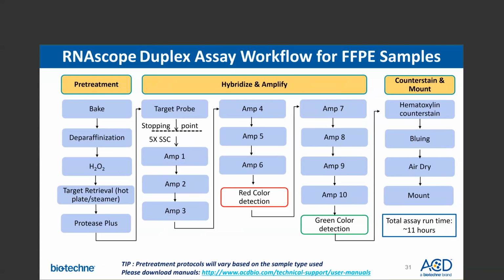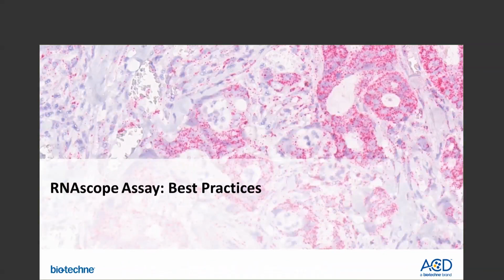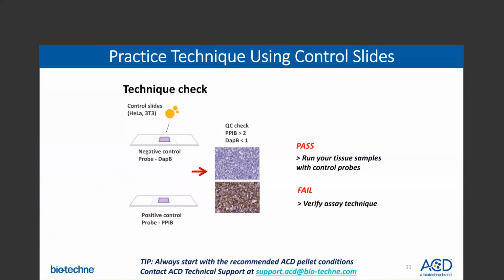We'll next look at some of the best practices for the RNAscope assay. We recommend that you start practicing your technique using the control slides first. So this is what we call a technique check. In this scenario, what you will do is you will use our control slides, HeLa for human origin or 3T3 for mouse origin, and stain the slides with ACD provided positive and negative control probes.